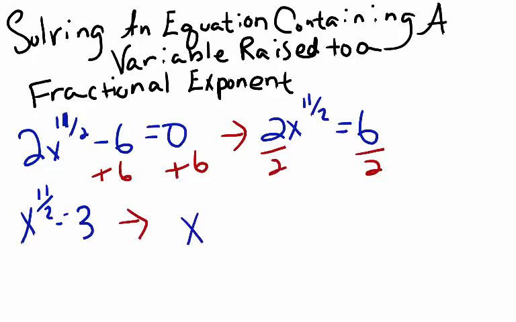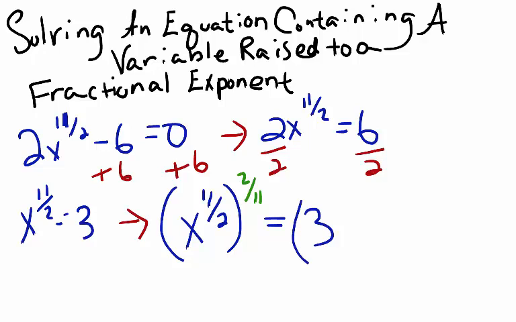is to take x to the 11 halves and raise it to its reciprocal, 2/11. Now what I do on one side of the equation I have to do on the other, so I'm going to also raise 3 to the 2/11.